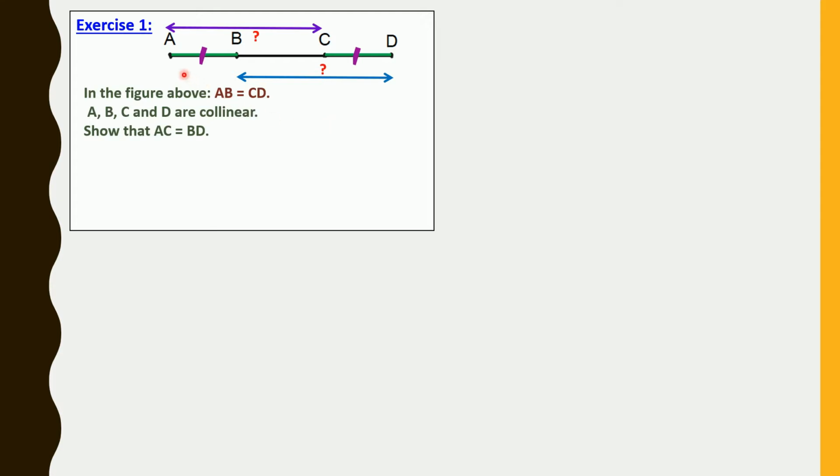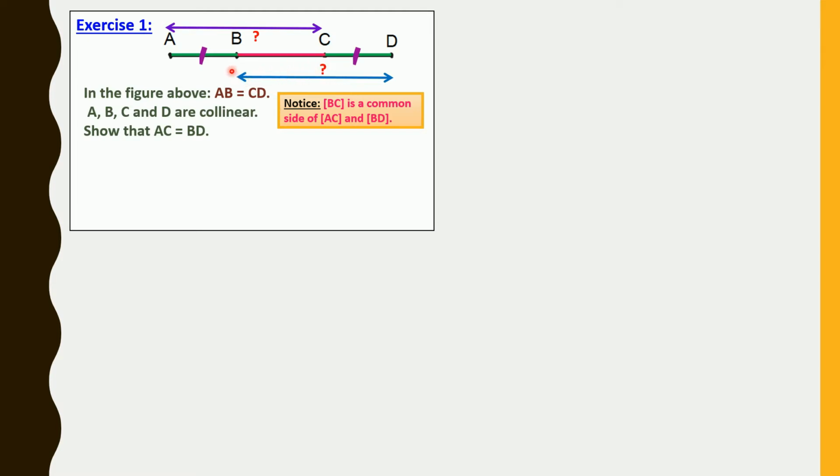So here we don't have any measurements given, so I cannot prove that these two segments are equal by calculation, so I need to use another method. Here if we notice, segment AC is formed by AB and by BC. Same for segment BD, it's formed by segment BC and CD. So we notice that segment BC is a common side of both segments AC and BD.